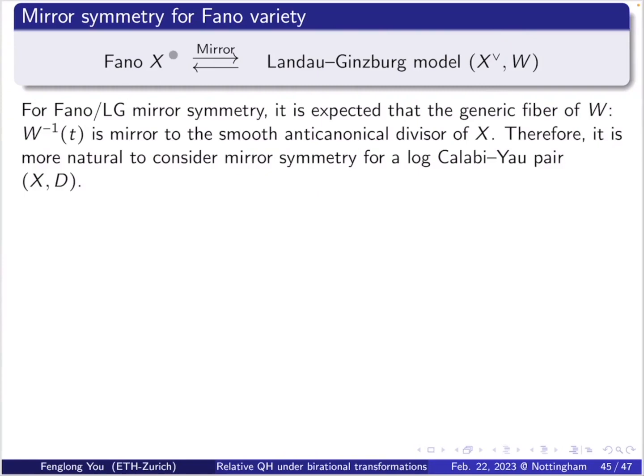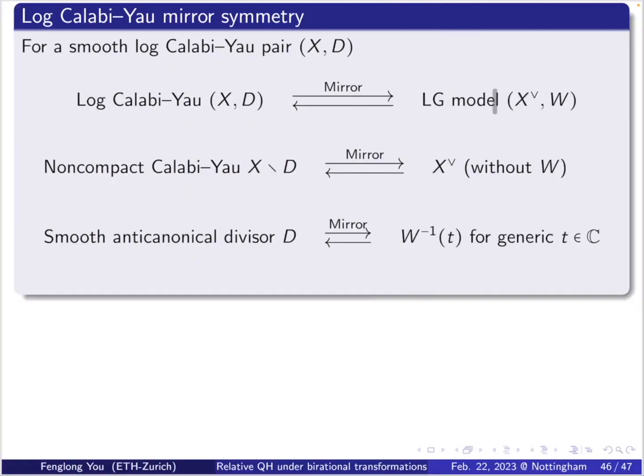Because when we look at mirror symmetry for Fano varieties, what we actually mean is that the mirror is a Landau-Ginzburg model, a variety with a function W, and in general it means that the generic fiber of this W is mirror to a smooth anti-canonical divisor of X. And so the statement for mirror symmetry for Fano varieties should be like this: if you look at a log-Calabi-Yau pair, this log-Calabi-Yau pair is mirror to the Landau-Ginzburg model. So whenever we talk about mirror symmetry for Fano varieties, we should think about mirror symmetry for log-Calabi-Yau pairs instead of just the Fano variety.